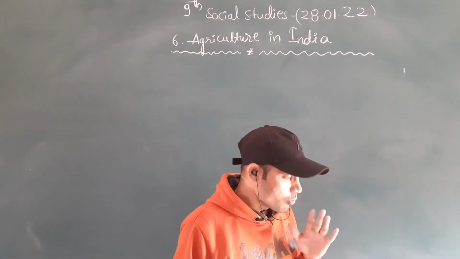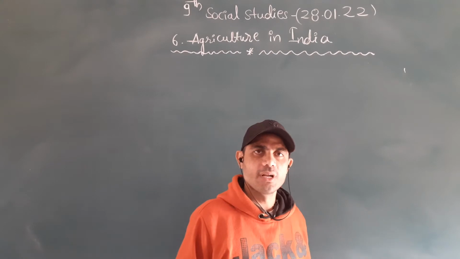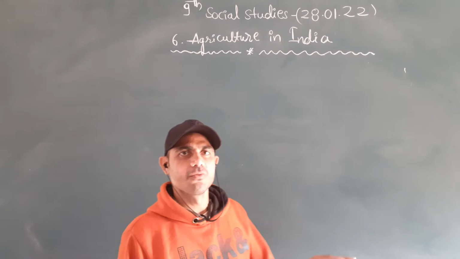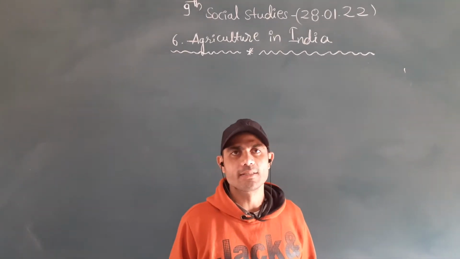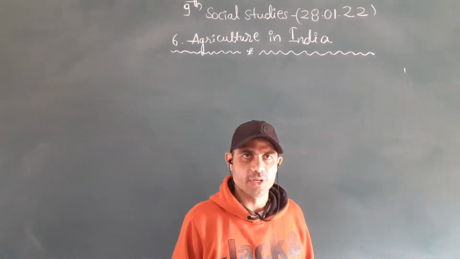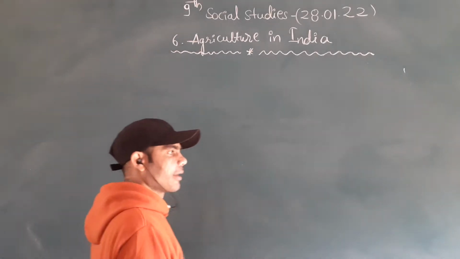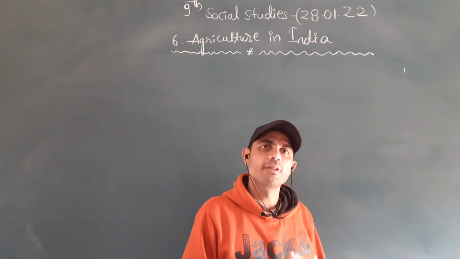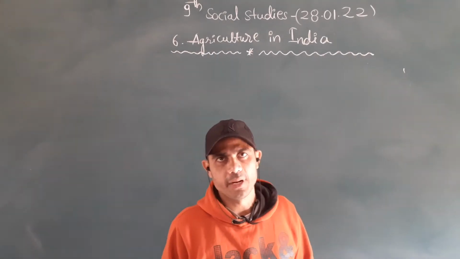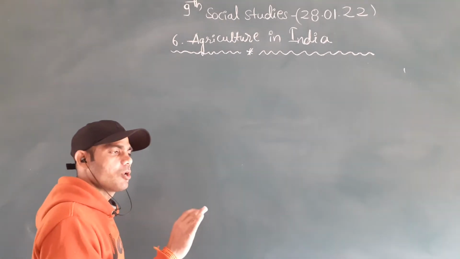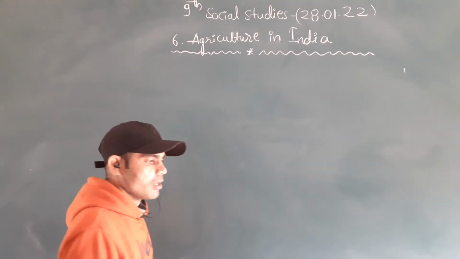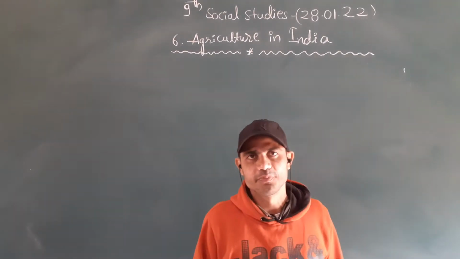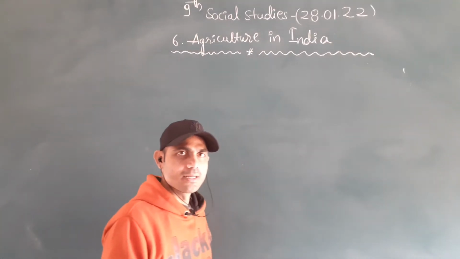Even in the 21st century, most of the population, especially located in rural areas, depends on agriculture. The agriculture sector also contributes a major part of the GDP. Whether directly or indirectly, many industries depend on the agriculture sector.